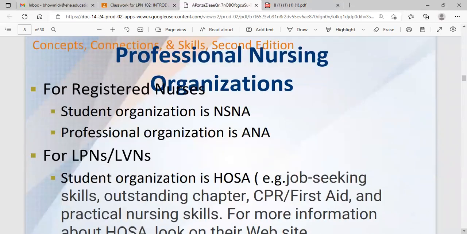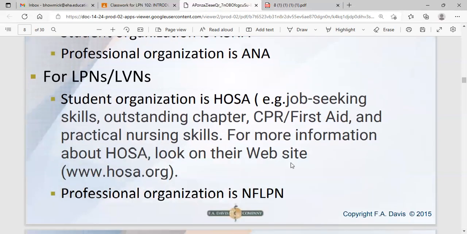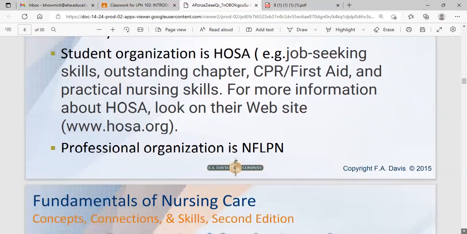When you have LPN, you are allowed to go for the registered nurse program. There are student organization, NSNA, and professional organization as well. It is called ANA. For LPN or LVN, means vocational nurses, student organization is called HOSA. They actually help you with job looking, skill, outstanding chapter. They help to get CPR, first aid, and also practical nursing skill. If you want more information, you can go to their website www.hosa.org. Another professional organization is called NFLPN. If you like, you can search from Google.